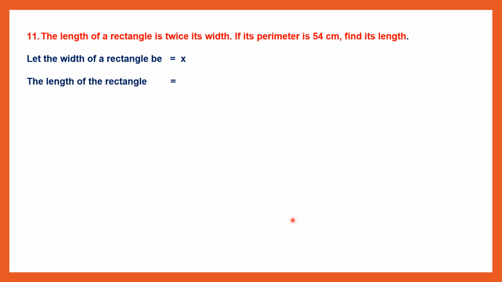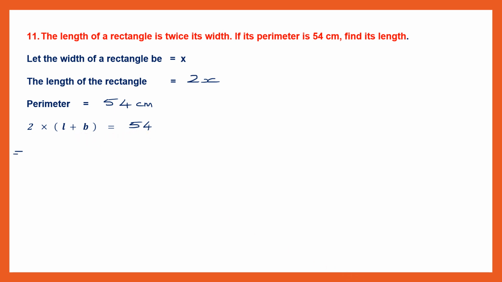That means the length is twice the width, which means 2x. And we are also told the perimeter is 54 centimeters. Now we can use the formula of the perimeter to find the length. So what is the formula? 2 into (length plus breadth), and the perimeter is 54. Here we can substitute for length and breadth and find the value of the length.